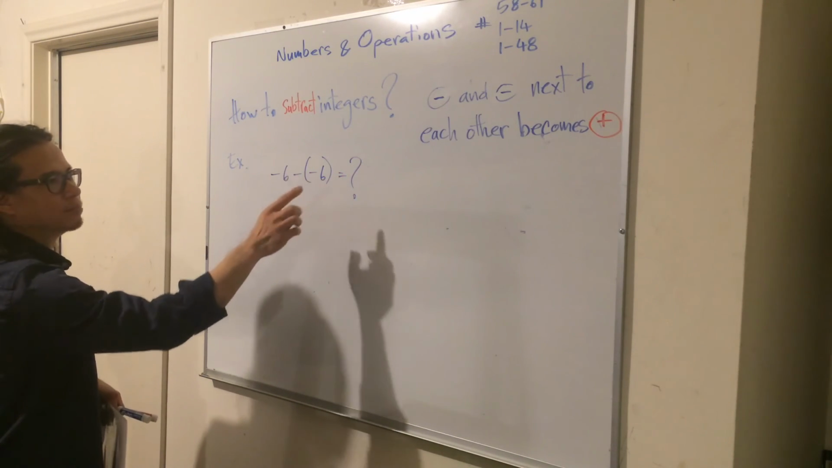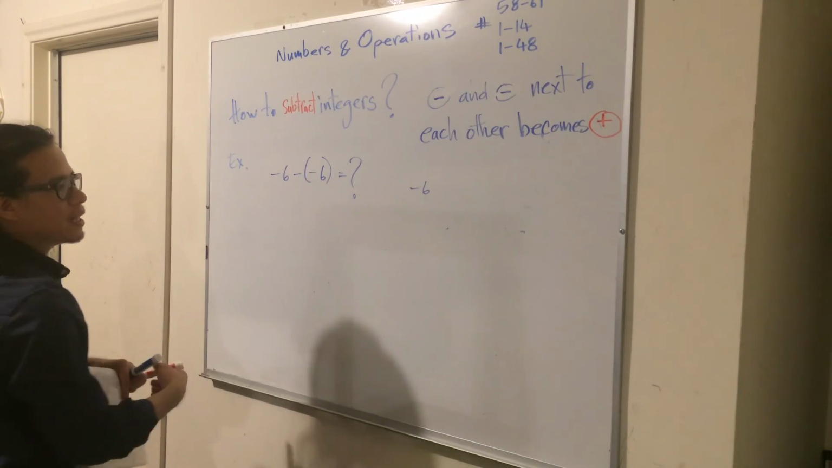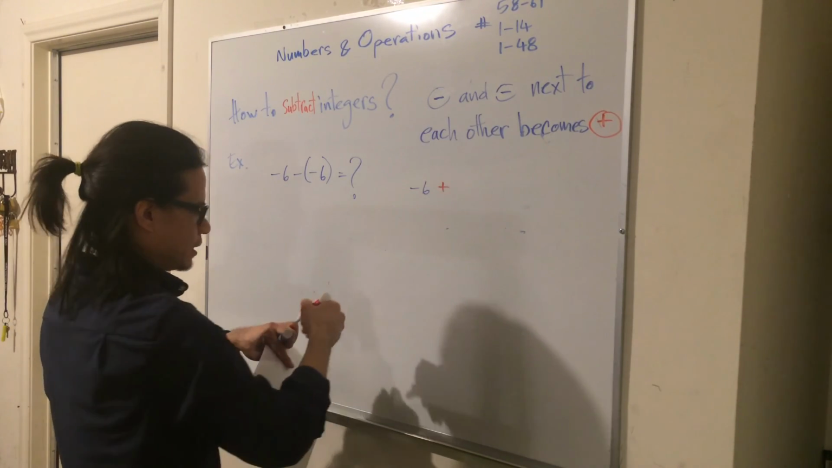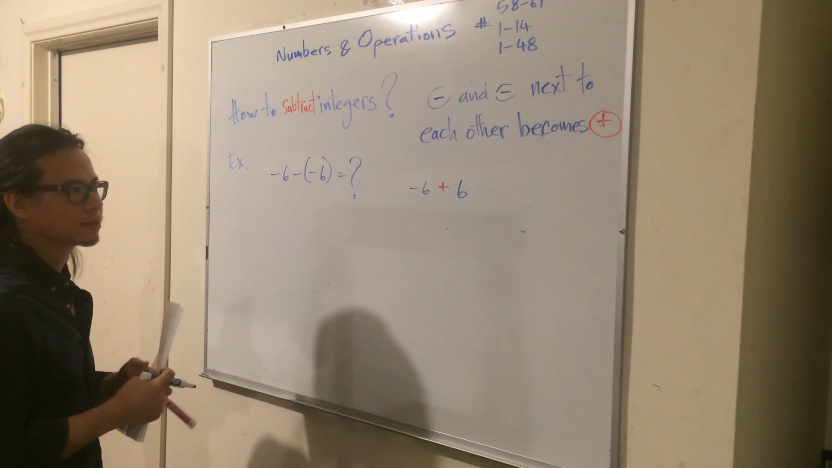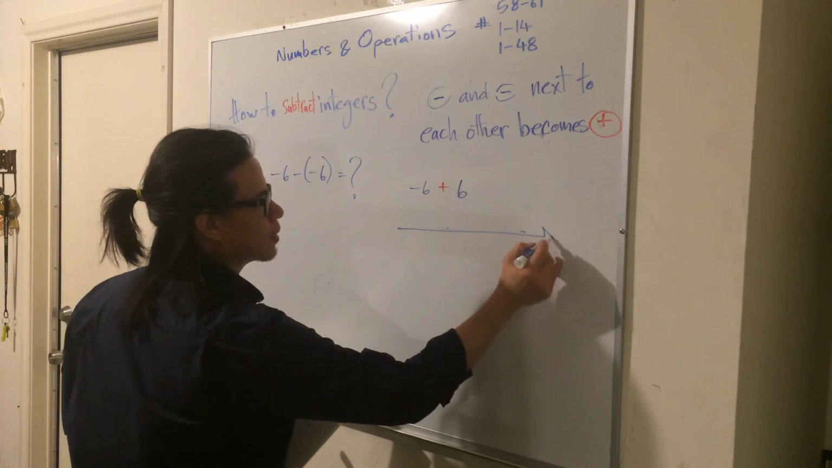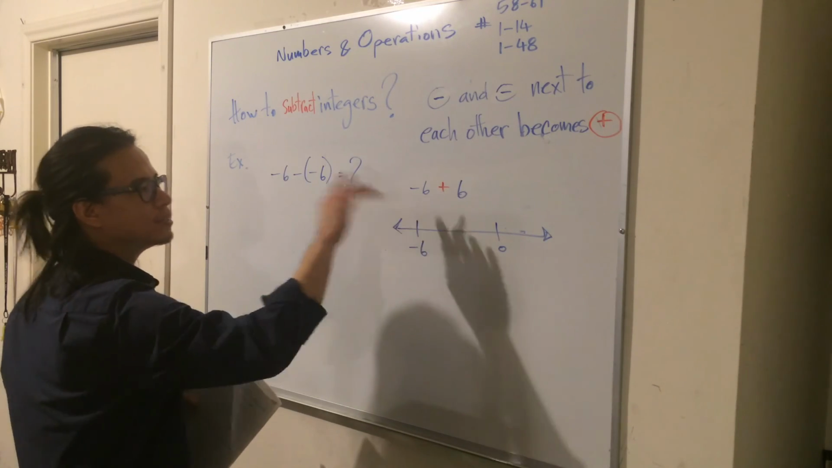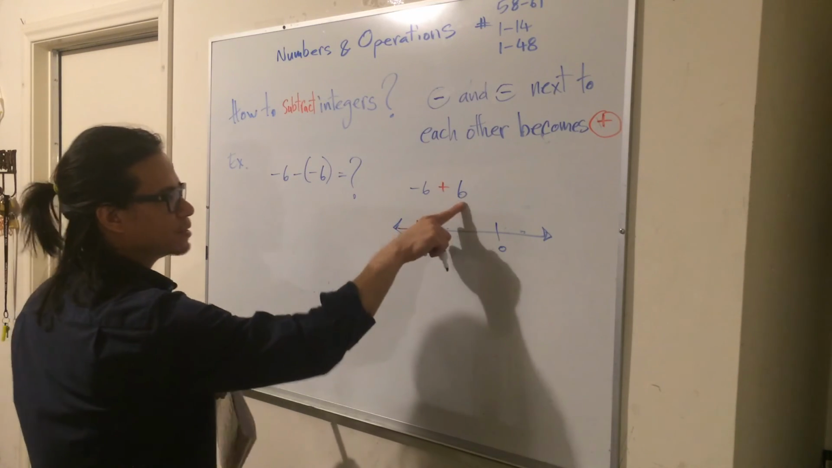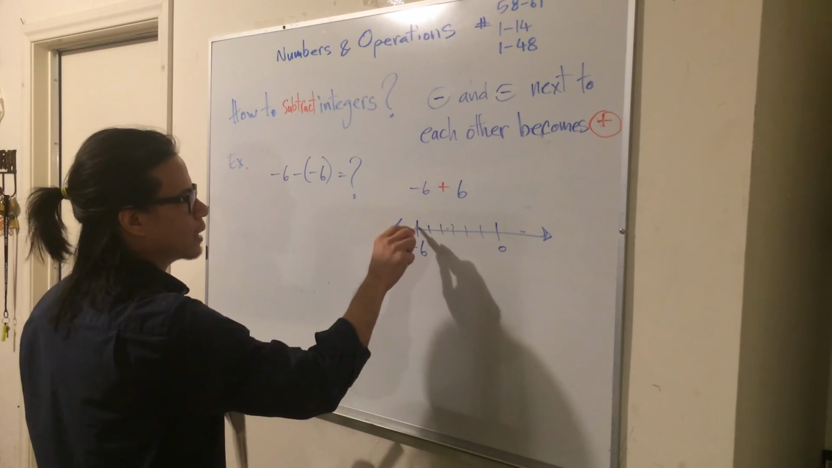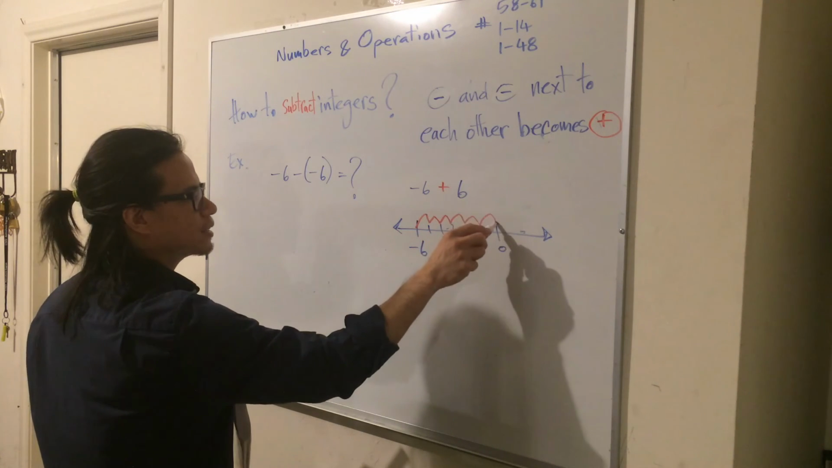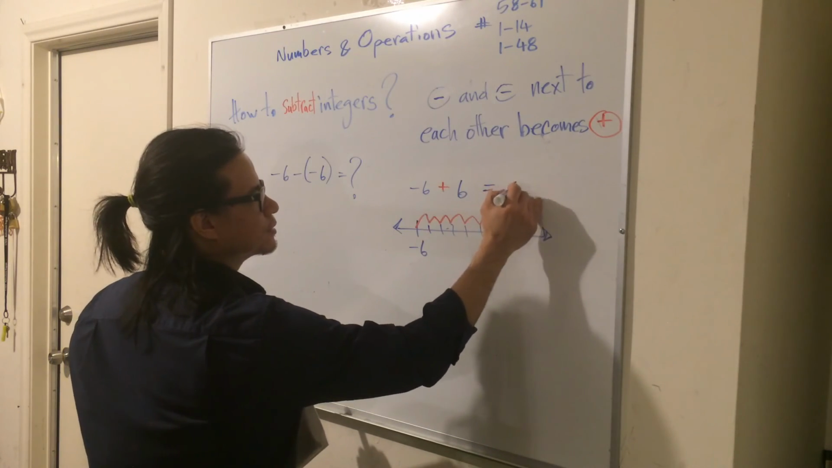So the two negatives become positive. We'll say negative 6 plus 6. What would you get? Let's say 0 is here, negative 6 is here, plus will be going to the right side. So 6 units to the right, 1, 2, 3, 4, 5, 6, right? Count it just to make sure. 6 units to the right takes us to 0. Therefore, negative 6 plus 6 is equivalent to 0.